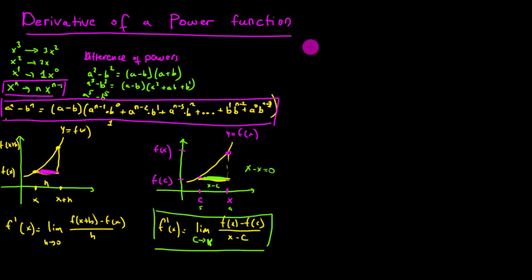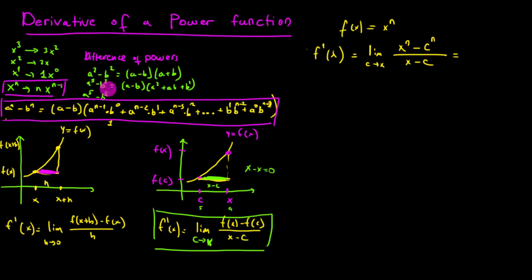So you have this formula: f of x is x to the power of n, and you have to find the derivative of x to the power of n, which is the limit as c approaches x. Using this form, f(x) is x to the power of n, then you plug in c, it will be c to the power of n, over x minus c. Okay, what will happen?